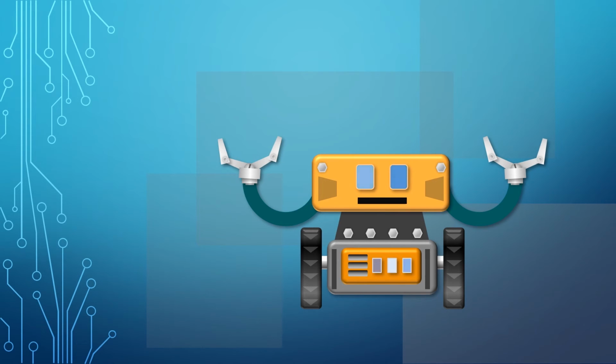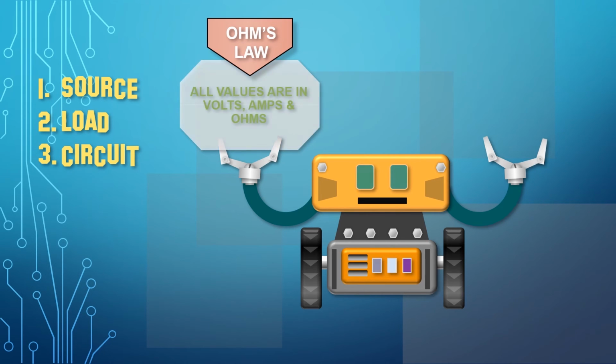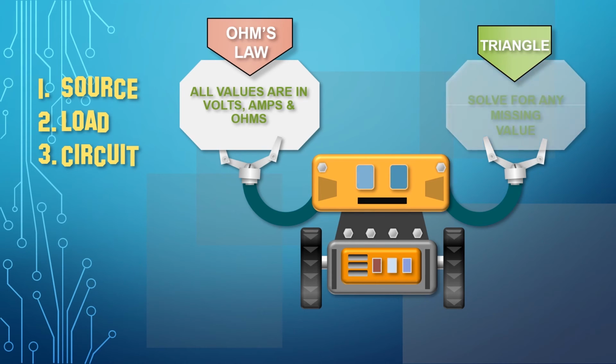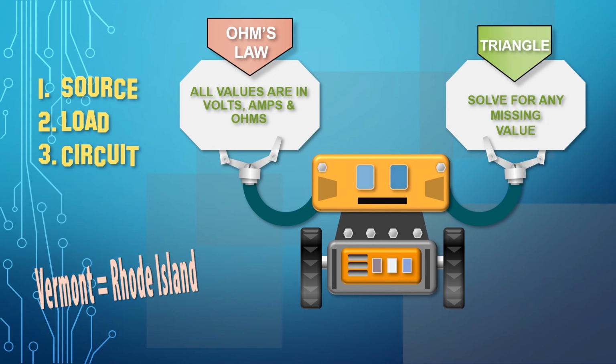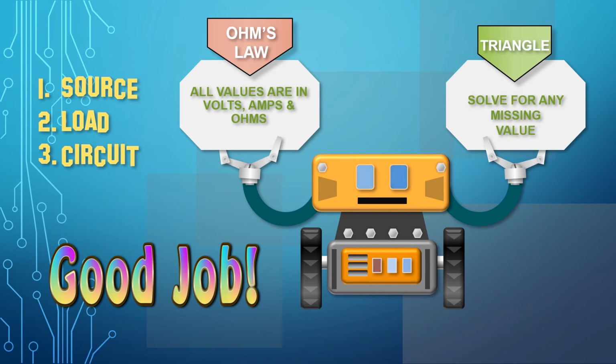Gizbot wants to review what we have learned. Can you help him? What are the 3 basic parts to every electrical system? What is Ohm's law, and what rule is important to remember? Can you remember the Ohm's Law Triangle? What does V equals I R mean? If you don't remember, you can go back and review our lesson. Good job, everybody.